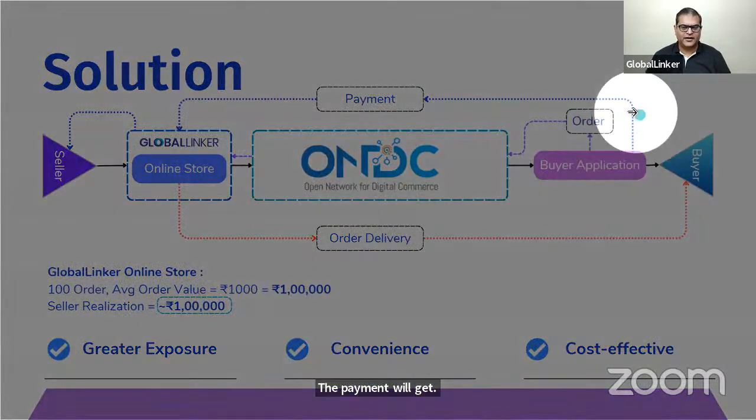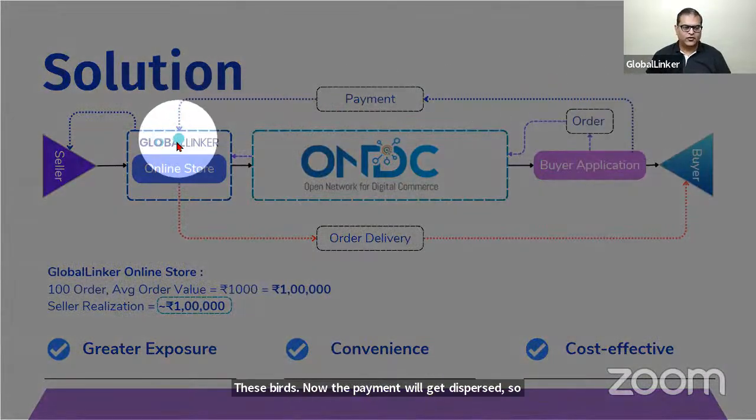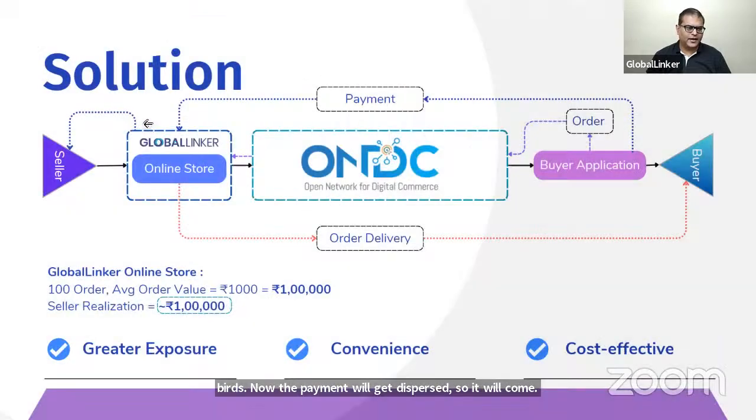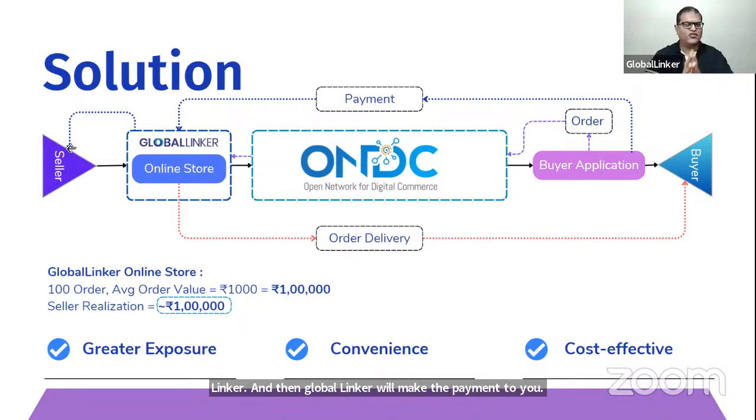Now the payment will get disbursed, so it will come to GlobalLinker. This is where it will come to GlobalLinker, and then GlobalLinker will make the payment to you, right? So this is the ONDC construct.